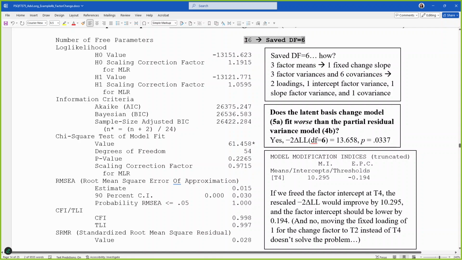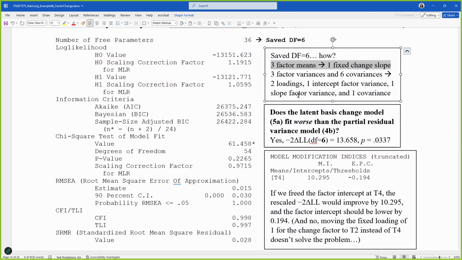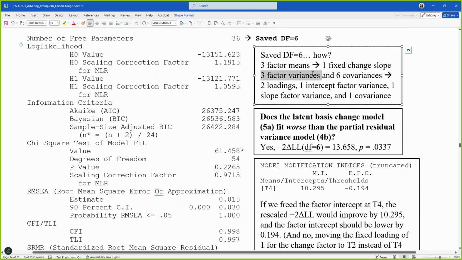So we saved 6 degrees of freedom relative to the answer key, the saturated means, unstructured variance previous version of this model. How? Well, we had 3 factor means before that we've replaced with 1 fixed change slope. So the question then is, does that slope do a good enough job to recreate the means that we can have a more parsimonious structure? We had 3 factor variances and 6 covariances. Those are being replaced by 2 estimated loadings, 1 intercept factor variance, 1 slope factor variance, and then the covariance between the random effects. So then that's a net change of 6. So this is another question of not worse.